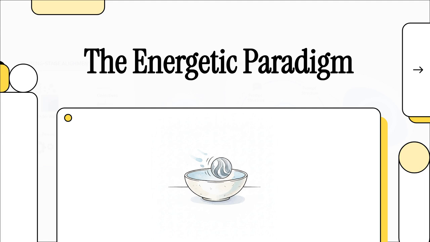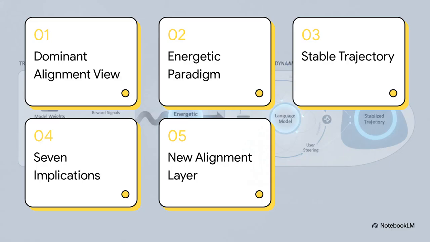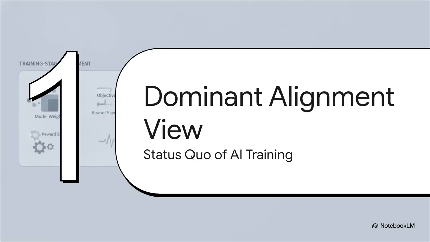But what if we've been missing half the picture? What if we reframe alignment not just as some static property locked inside a trained model, but as a dynamic, interactive system that actually stabilizes during runtime? Let's get right into it. Here is our cognitive roadmap for today. First, we'll look at the dominant alignment view, then introduce the energetic paradigm framework. After that, we'll explore reasoning as a stable trajectory, unpack 7 theoretical implications, and wrap up with a totally new layer of alignment. Starting with Section 1, the dominant alignment view.